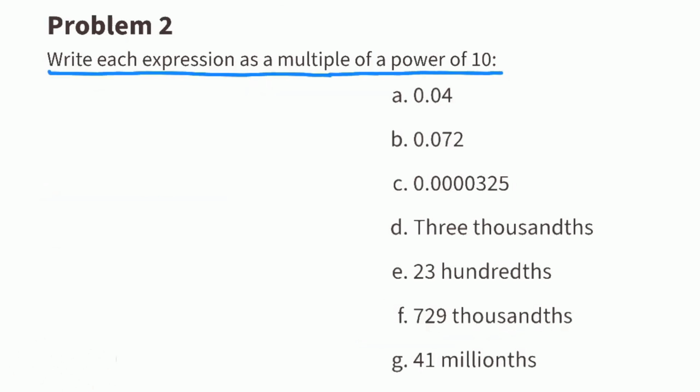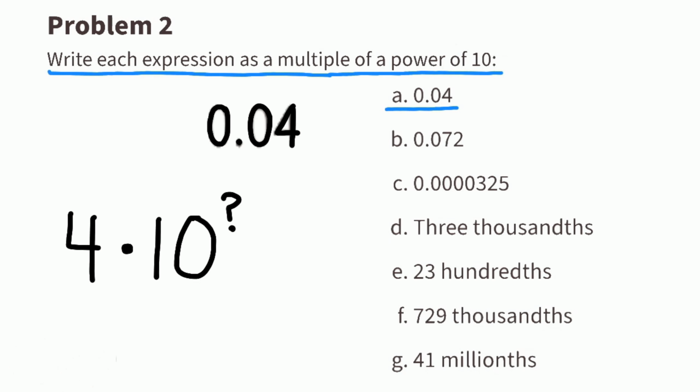Problem number 2. Write each expression as a multiple of a power of 10. A, 4 hundredths. So we start with the 4 in the hundredths place. And to write this expression as a multiple of a power of 10, we can start with a 4, multiply it by 10 to a negative power because we're representing a decimal. Since the decimal point is 2 place values to the left of the 4, the exponent will be a negative 2.